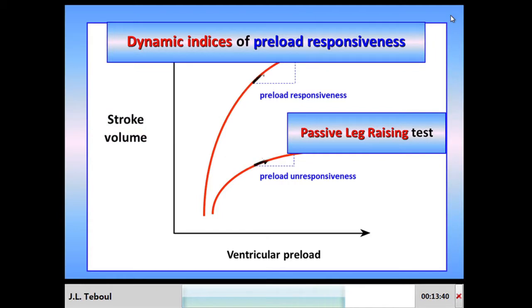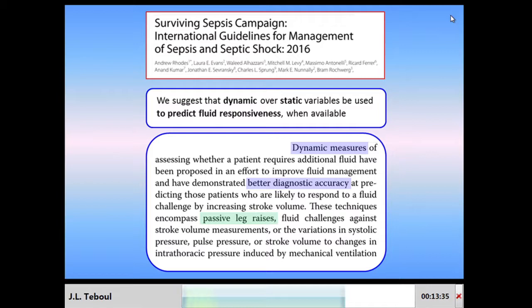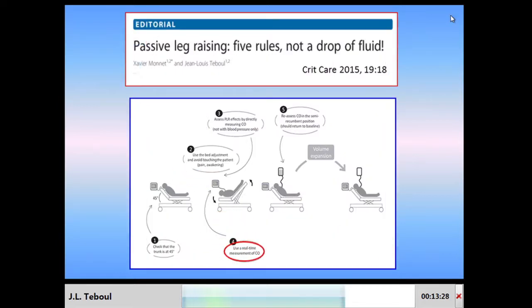So what about passive leg raising? Very briefly, this is now recommended by the Surviving Sepsis Campaign. I'm very happy about this. What is mandatory if you perform a passive leg raising is to look at the very fast response. And you need a real-time cardiac output monitor because the effects are very transient. So to not miss the effects, you should have a real-time monitor.